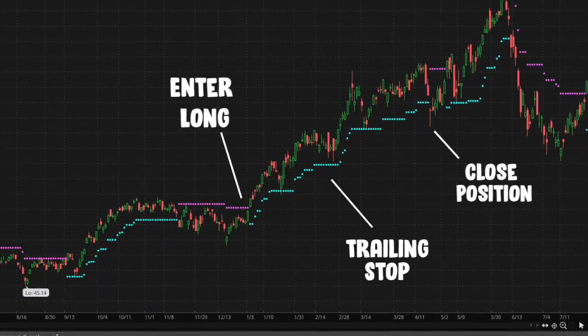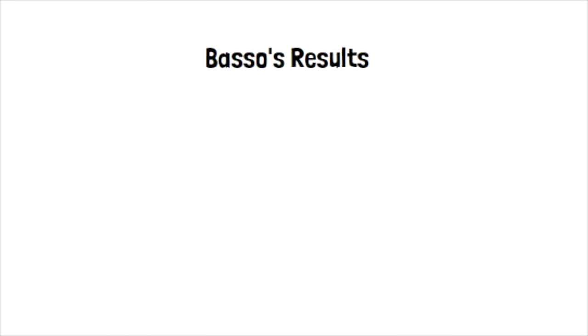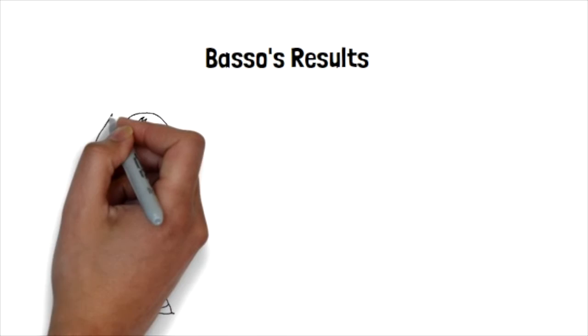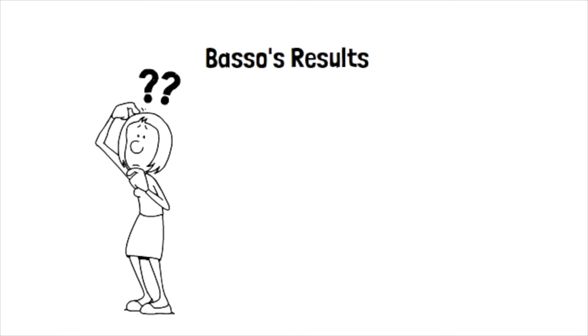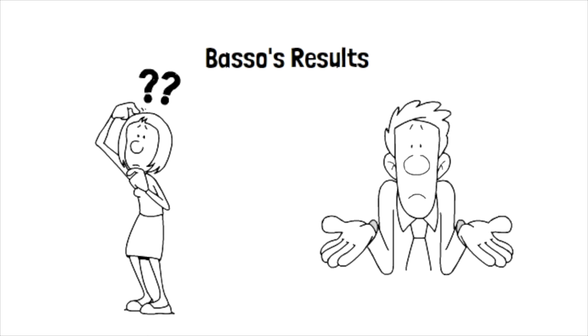The results of the study were astonishing. This system, which used a coin flip to determine entries, was able to make money going both long and short in 4 different markets. How was this possible? Was it luck? Was Basso keeping some crucial ingredients secret? No, it's actually the opposite.